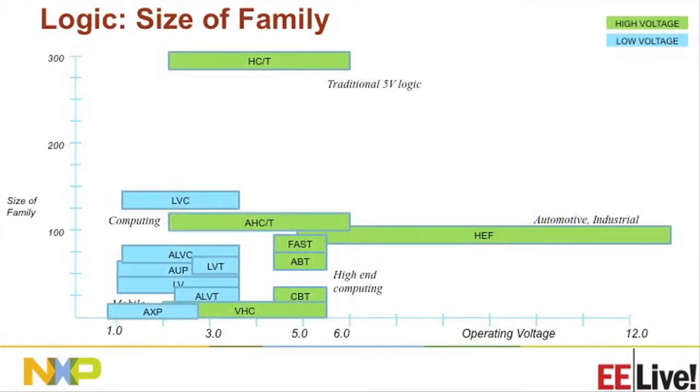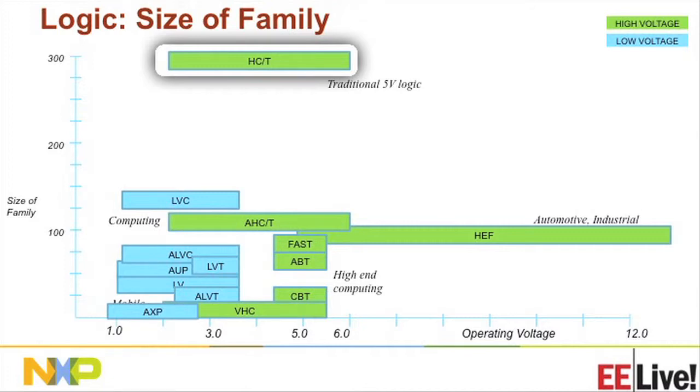If you look at the different families available, the families in green are high voltage families. So they go from 5 volts up to 15 volts. And the total number of functions is on the vertical scale here, with the operating voltage on the x-axis. You will see most of the functions in HCT logic. This is our traditional 5 volt logic, mostly used in automotive and industrial systems. There's a TTL compatible version of that with HCT.